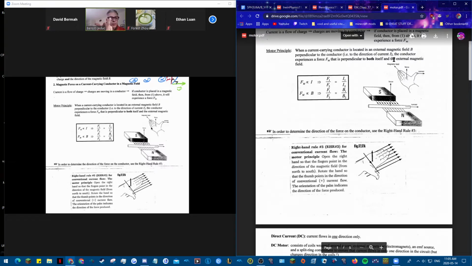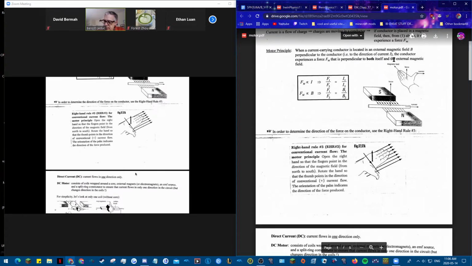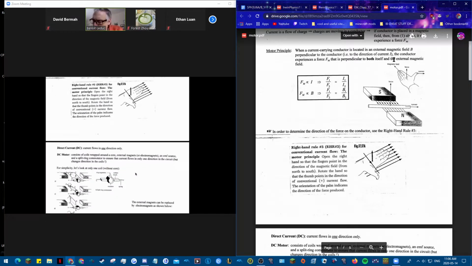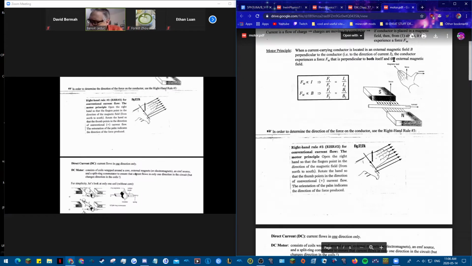Outside of a magnet, it always goes from north to south. So it goes this way. And the middle finger here will give you the direction of the force. So the force is upwards, right? The force is upwards right here. Okay, so this is right-hand rule number 3. All right, so we're not there yet. Let's do some practice here.